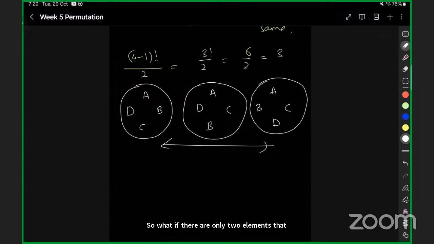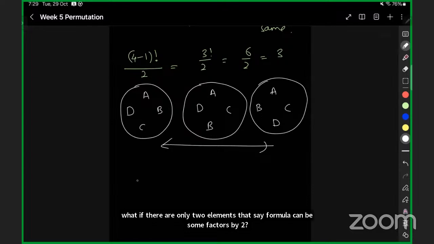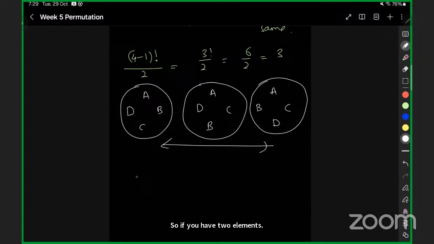So if we have 2 elements, yeah, sir. A, B should be one way, either clockwise or anti-clockwise. Is that formula applicable or not, sir? So you are saying 2 minus 1 factorial, then divide by 2, is it? Yes, sir. Okay.